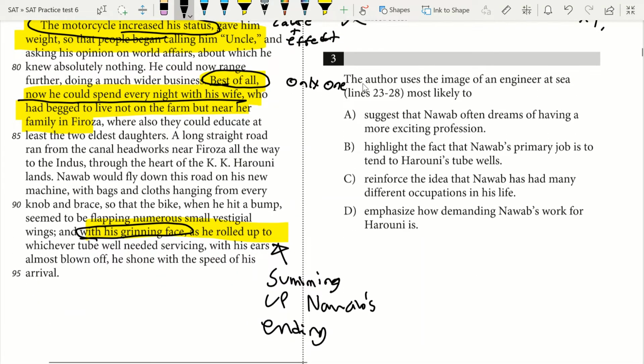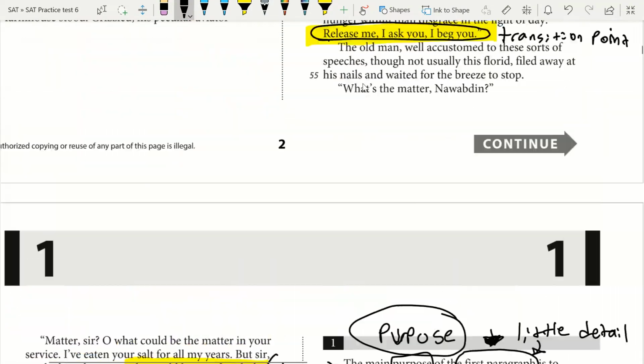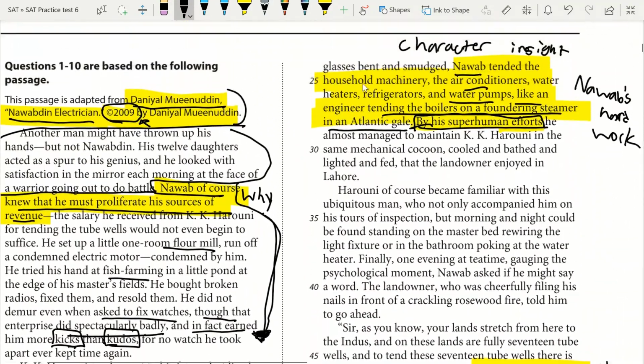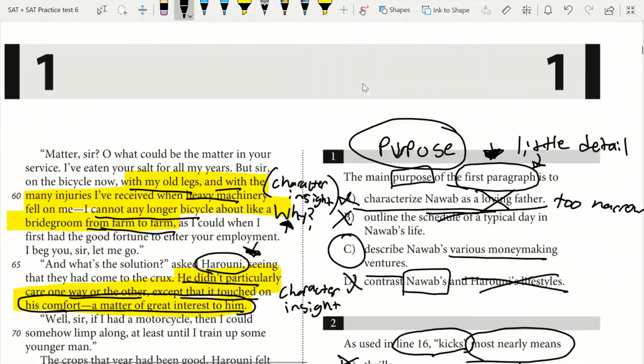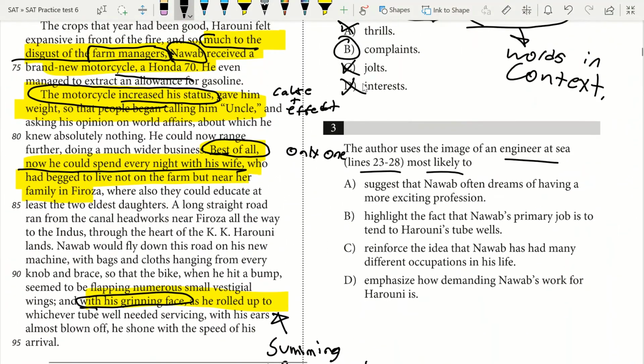All right, the author uses the image of an engineer at sea in lines 23 to 28 to do what? Well, anytime that I'm given lines, right, that I'm asked to refer to, in that case, I'll go ahead and answer the question type on that as well. This one right here, it's pretty much a purpose little detail question like one was, right? Because in this case, we're asked why is the author including this, so what is his purpose in including this? What is his purpose in including this little detail, lines 23 to 28? So purpose and including little detail.